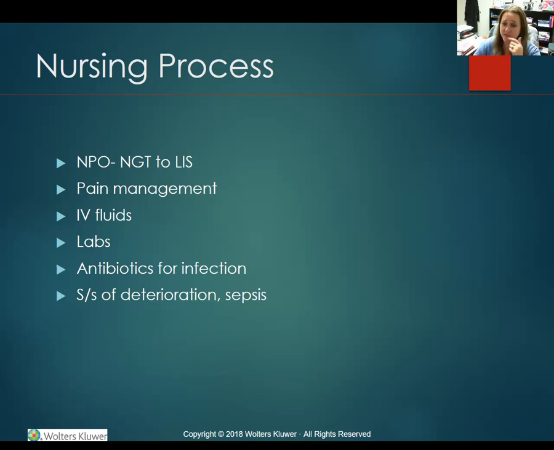We want to monitor for signs and symptoms of sepsis and infection and report those. Those might be mental status changes, tachycardia, hypotension, fever, elevated white blood cell count, increasing abdominal pain, nausea, vomiting. So those are all red flags that, hey, we're decompensating here, we're not doing good.